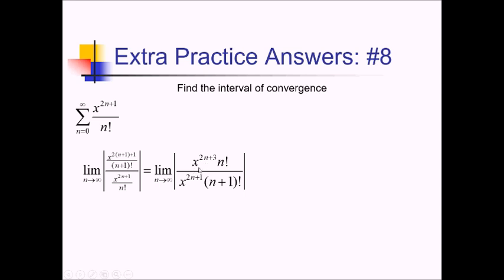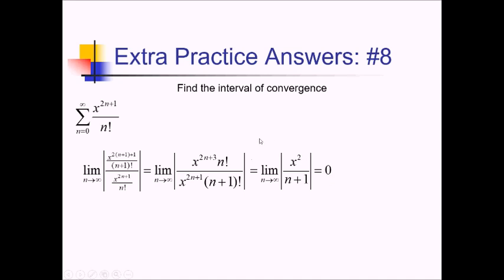So I can reduce these exponential x terms here. If I subtract the exponents, this reduces to just x squared in the numerator. And these factorials also reduce, leaving me with just n plus 1 in the denominator. So to recap, we have x squared upstairs and just n plus 1 downstairs. Now, as n approaches infinity, this is a bottom-heavy term, so this thing just goes to 0.